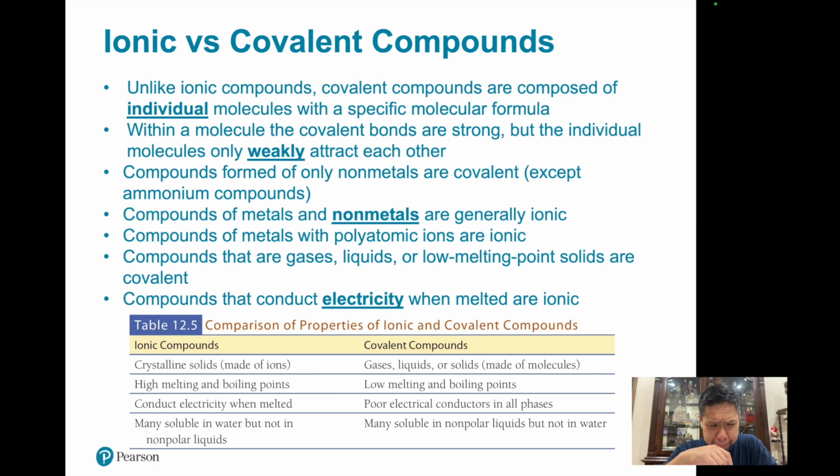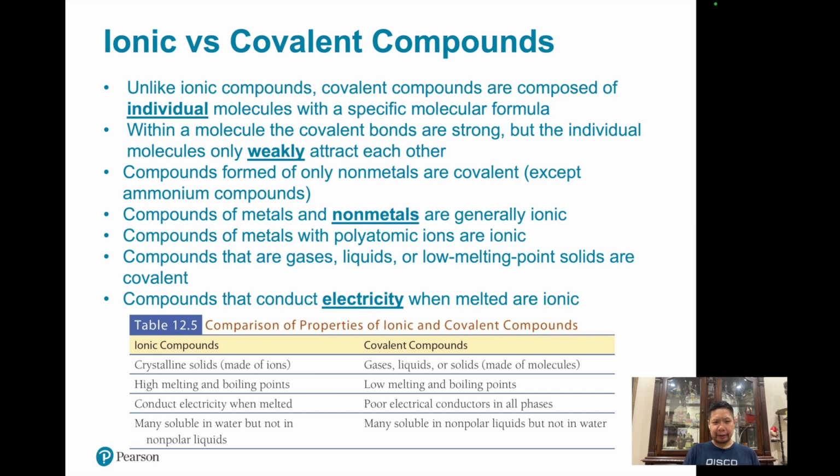Compounds formed only with nonmetals are covalent, which you knew already, right? Just remember that ionic compounds are always going to be a metal and a nonmetal together, with a transfer of electrons, whereas covalent compounds are always going to be two nonmetals together in a sharing of electrons, right? And the rest of this you should already know too.